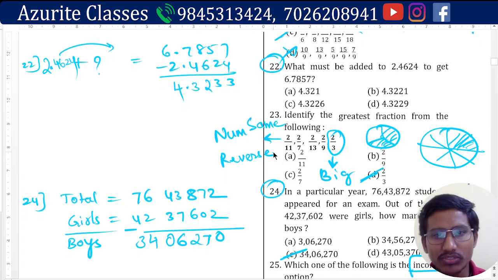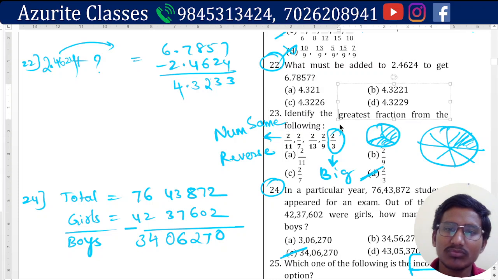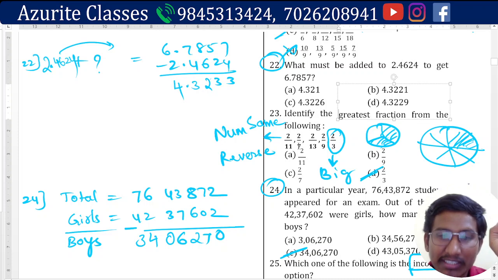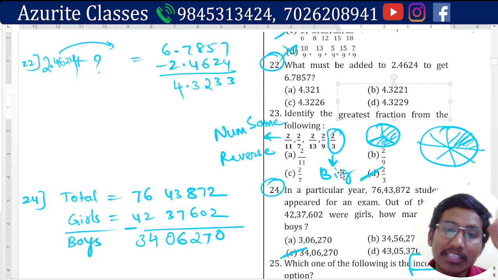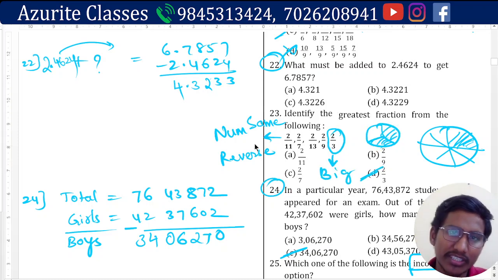Okay now. Next, 23. Identify the greatest fraction. So greatest, I told you, when the numerators are the same, it will be reverse. Smaller will be bigger. So here 2 by 3, the 3 is the smaller denominator. That is why it will be big. So 2 by 3 is the biggest, which means option D is the answer. Okay, good.